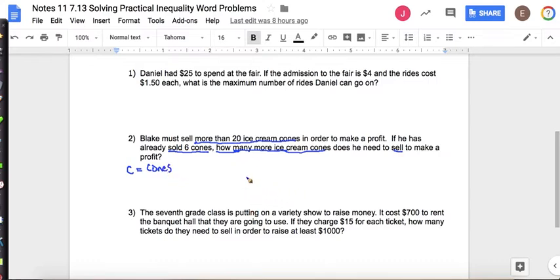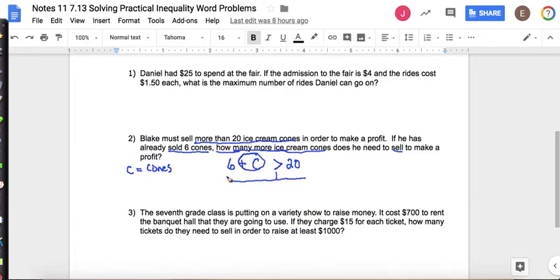Okay, so we know that Blake must sell more than 20 ice cream cones. So that's the end result. We want to sell more than 20, so greater than 20. Now we need to figure out what goes on this side. So here's what we know. He's already sold 6 cones. So we want to know how many more cones does he need to sell. So we need to add the cones that he needs to sell to the 6 that he's already sold. So now let's circle our variable and draw our t.